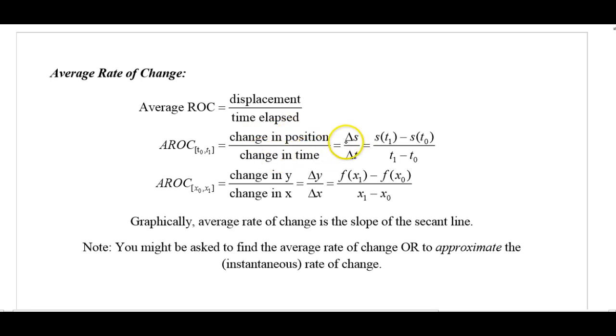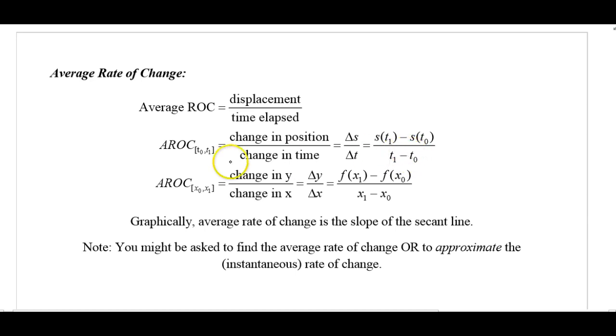So we think about that mathematically as delta S, where S is the position, over delta T, so the change in the position over the change in time, which translates to S of T1 minus S of T0, so the position at time 1 minus the position at time 0, over time 1 minus time 0, so that difference in the time that has passed.